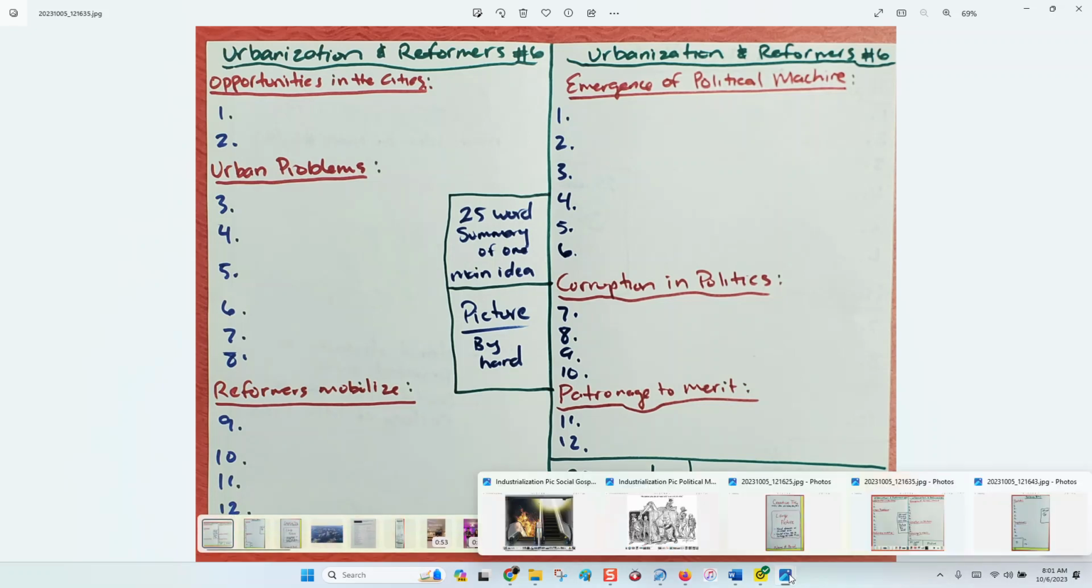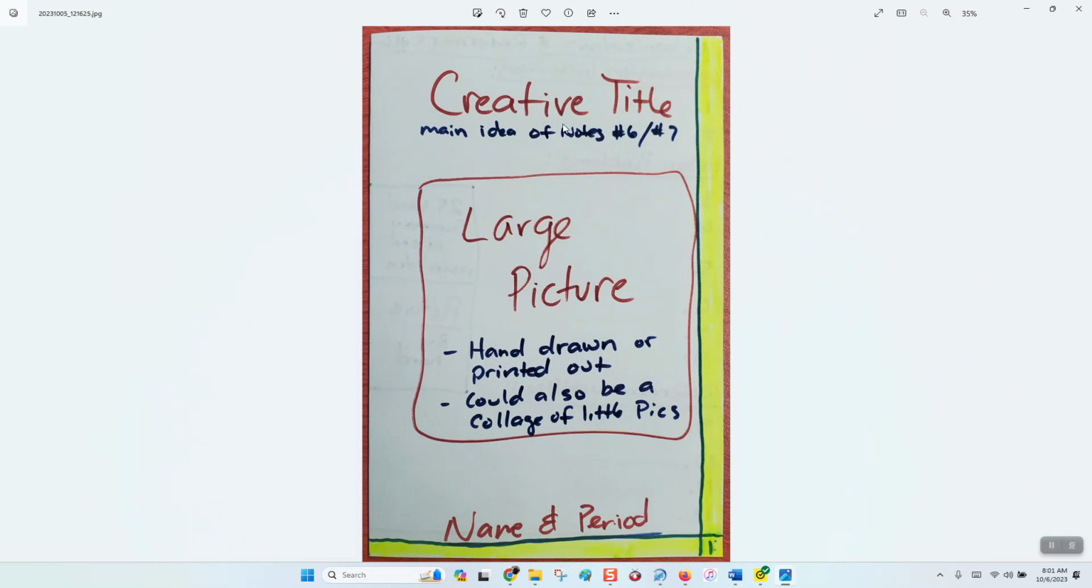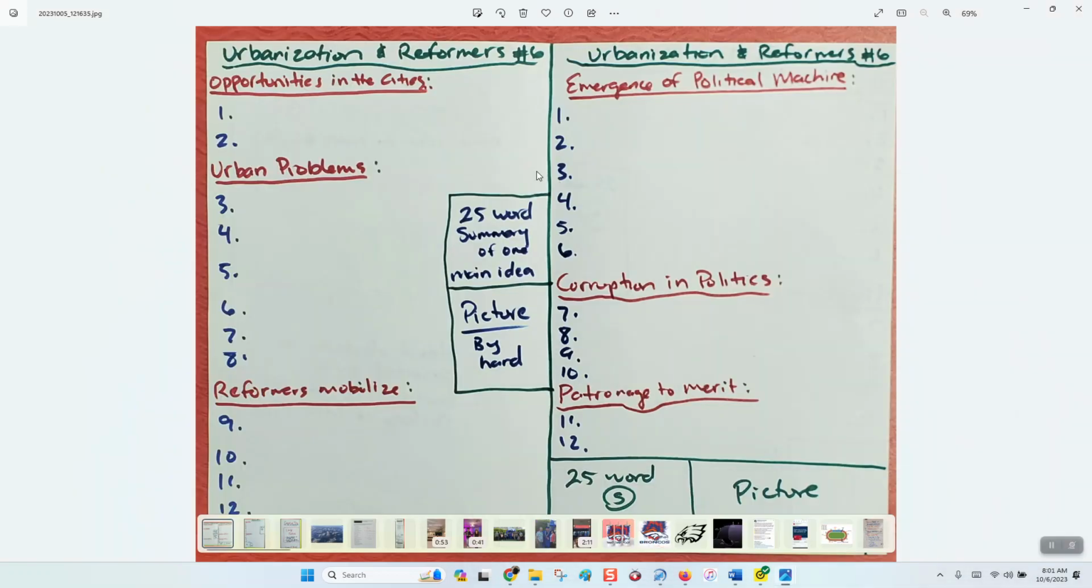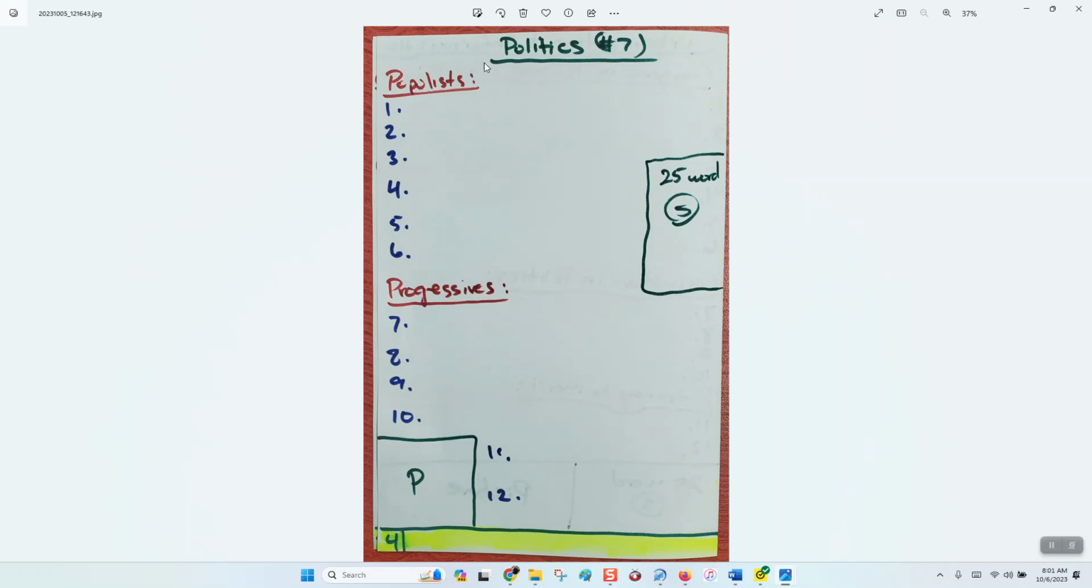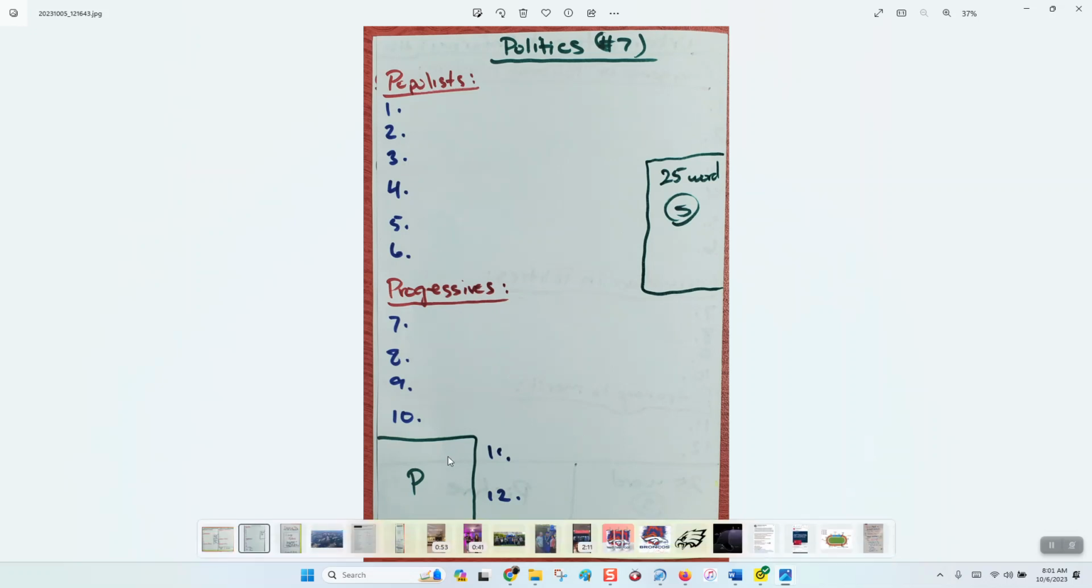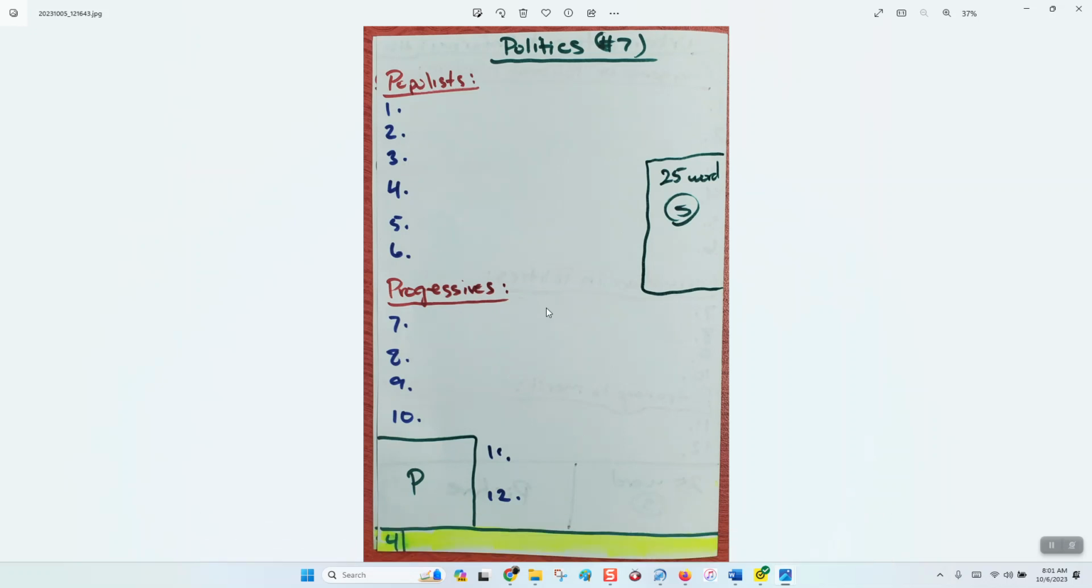All right, so once again, page 1 will have 3 things: a creative title, some main ideas of note 6 and 7 in this case, a large picture that can be drawn by hand or printed out, or a collage, and your name and period. Pages 2 and 3 are both about urbanization and reformers, note 6, and you see the sections that are listed in the instructions. 12 bullet points, 25-word summary, picture. Note 7 goes on the last page, page 4, and you have 2 sections, populist and progressives, 1 through 6, 7 through 12, 25-word summary, picture. That is what your pamphlet should look like. If you have any questions, please let me know.